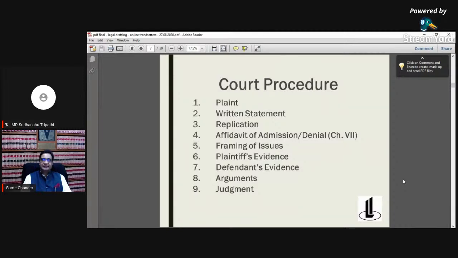In the defendant's evidence, again, the defendant will file his evidence by way of an affidavit and it will be cross-examined by the plaintiff's counsel. Once the evidence is complete, the arguments begin and finally the judgment is passed. So having understood this process, the procedure in brief, what happens in the court, let us now go to drafting of the plaint for which all of you are here.